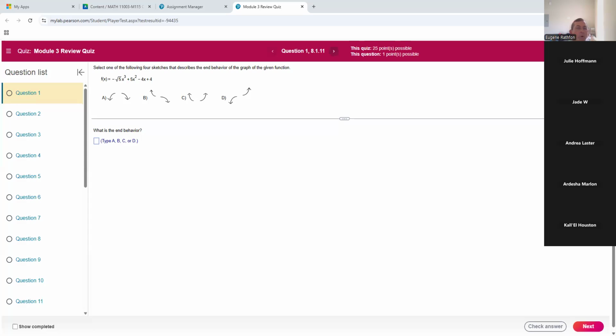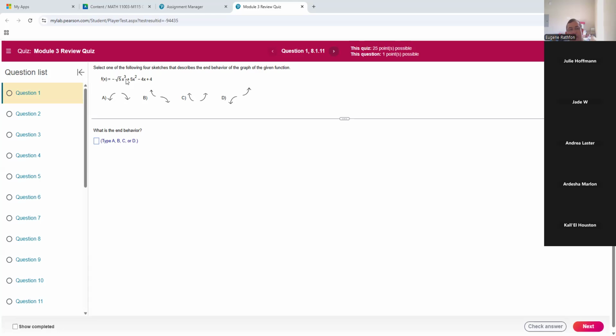Alrighty, so number one, y'all, they want us to select one of the following sketches that describes the end behavior of the graph. So we're looking at the leading term, and that's the one with the highest exponent. So we got a negative square root of 5, x to the third. So we would use that chart we made that showed the degree, even or odd, and then it showed the leading coefficient, positive or negative. So y'all, what would y'all pick on this one?